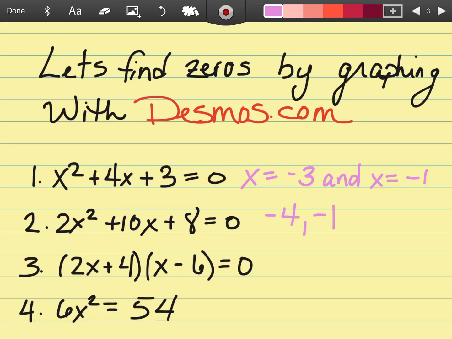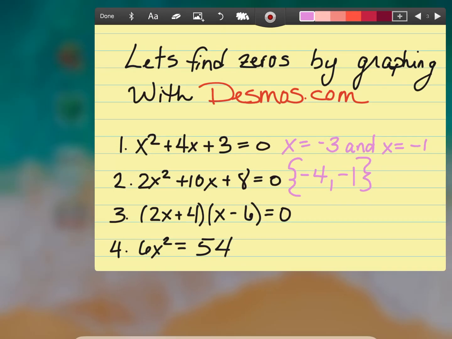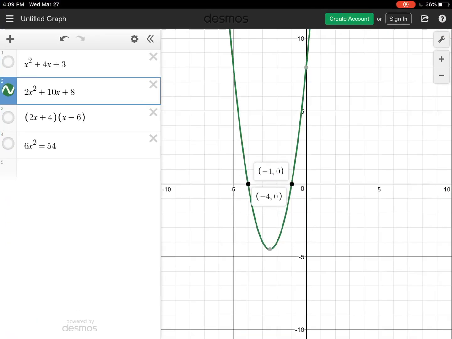Now I want to show you, so you can write x equals -3 and x equals -1, just like I did there. Another way to show your two solutions is to write them as a set using the little squigglies. Okay, so that's another way that you can write your answer. Okay, number 3, I see some parentheses here. Let's go ahead and look at Desmos.